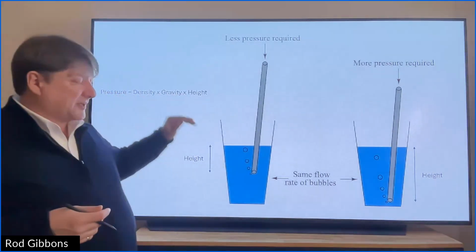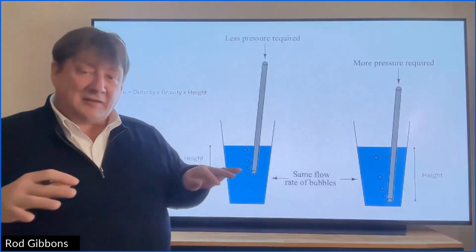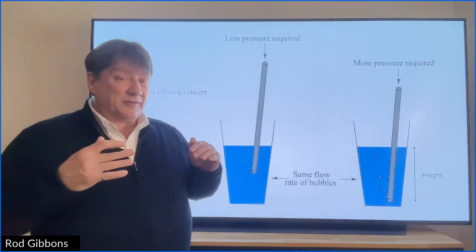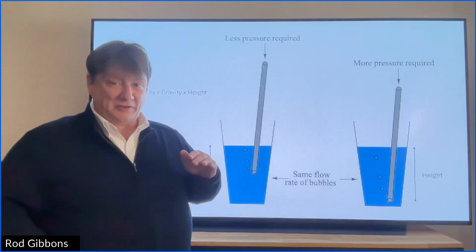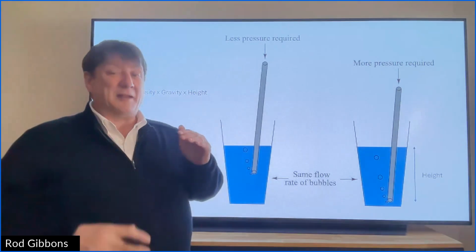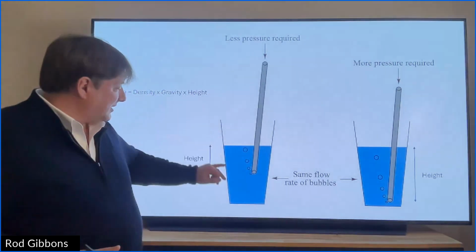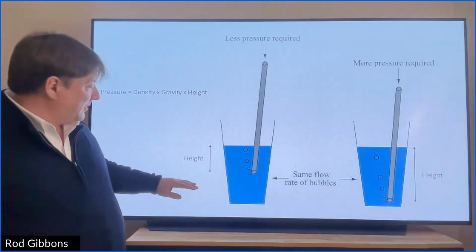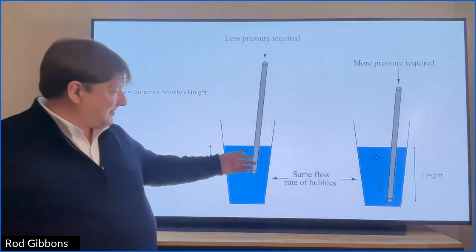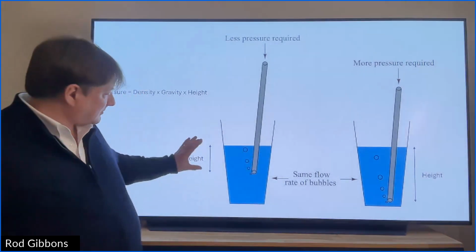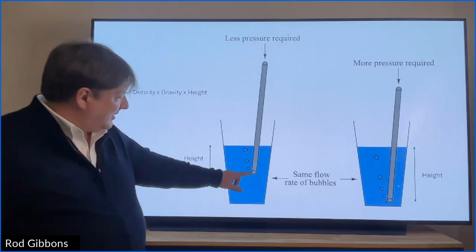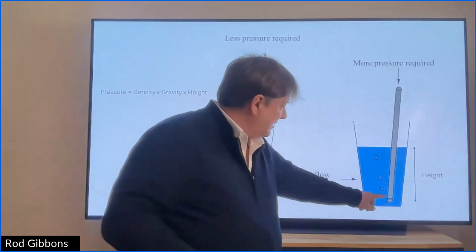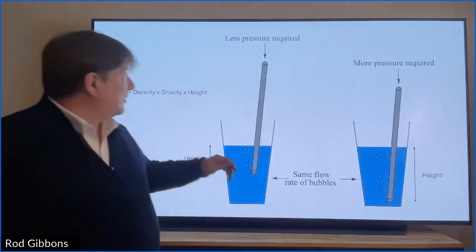Hydrostatic pressure depends on height. If you're a diver and you're at 10 meters in the ocean, you won't feel as much pressure on your ears as if you were to go to 100 meters. There'd be a big difference. What you're changing is the height of the fluid above you. So you can see in this example, the height of the fluid above the straw here is less than it is here.